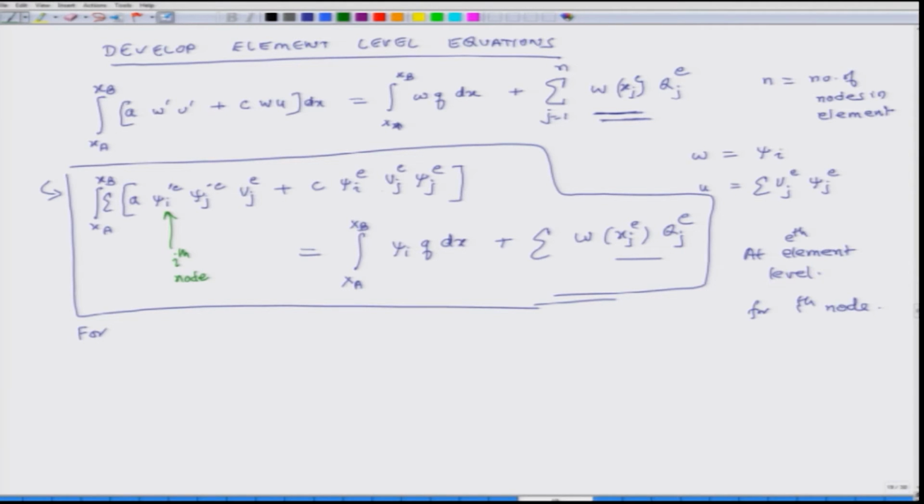So, in each equation, what is the unknown? U j is the unknown. Psi I we know, since we have discussed and developed the interpolation functions earlier. U j is something we do not know. So, I will have two equations. There will be two U j's, U1 and U2, as unknowns, and two equations corresponding to I equals 1 and I equals 2. So, we will make it more explicit.